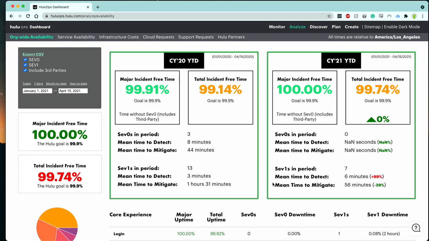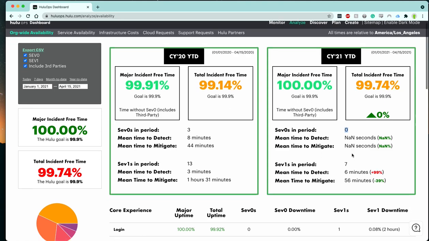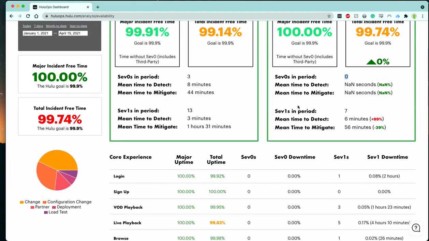We weigh availability by major incident free time, not necessarily the performance or the P99 aspect of your particular service or the service as a whole. So this is time where there was not a Sev 0 or a Sev 1 incident currently in play. In the year of 2021, we have not had a Sev 0, so we have 100% availability as far as Sev 0 incidents or complete and total outages is concerned.